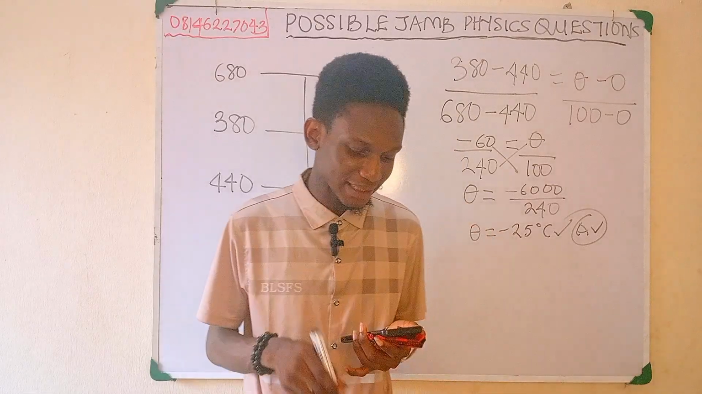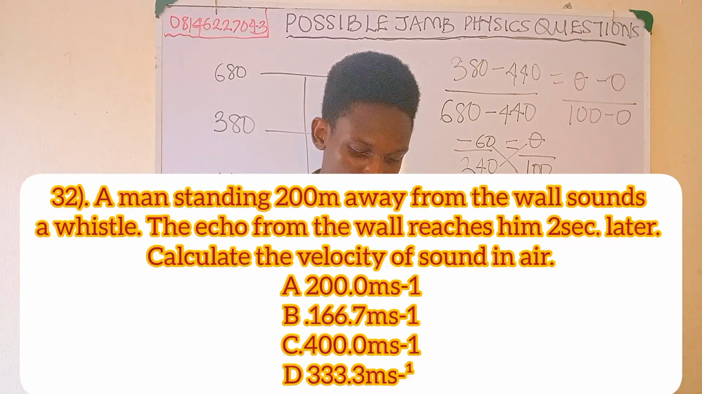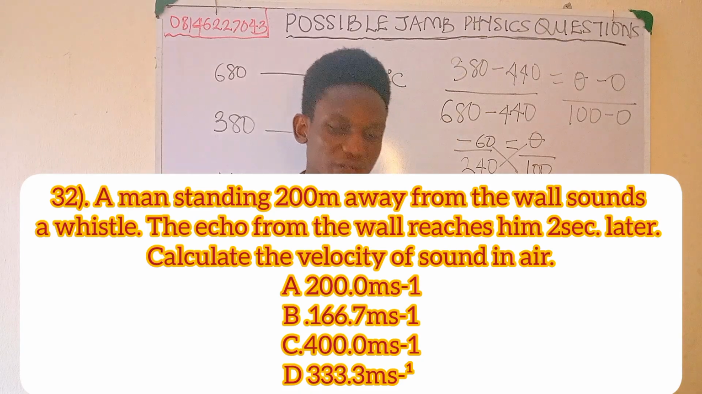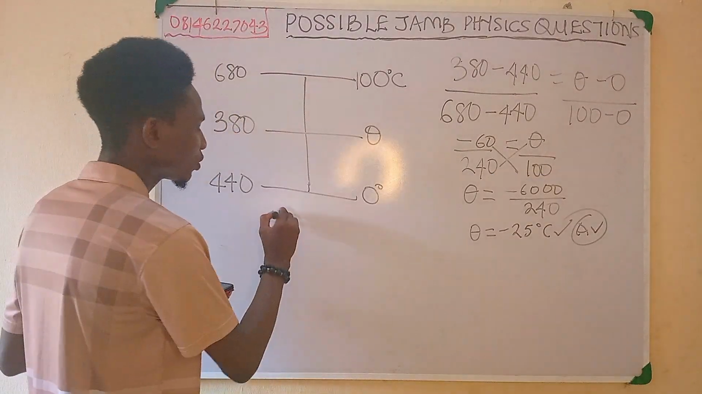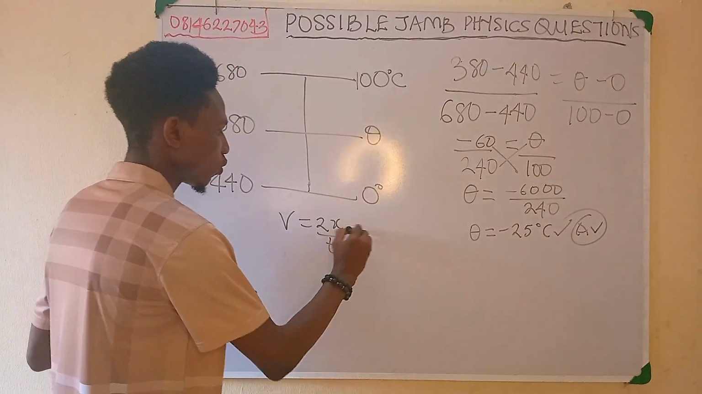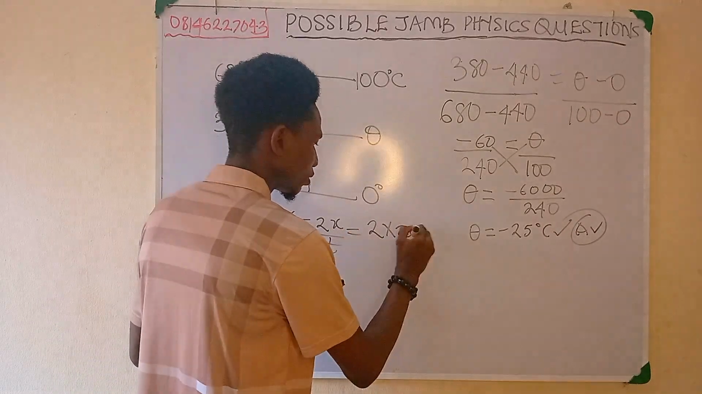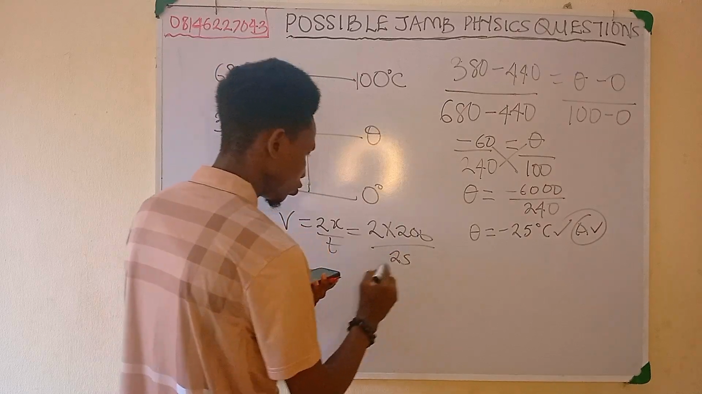Now question 32 says that a man standing 200 meters away from the wall sounds a whistle. The echo from the wall reaches him 2 seconds later. Calculate the velocity of sound in air. I think we have done a question on echo, so let's quickly just do it. V equals 2x over t. So what was given as the distance here? 200. Then what is the time? 2 seconds. So what do you do?